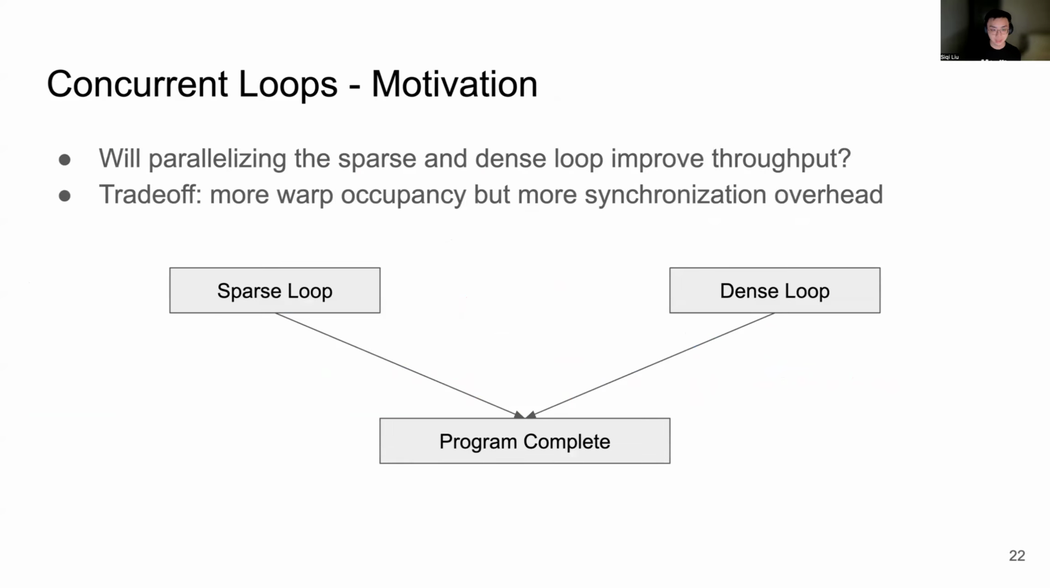So our question is: does parallelizing the sparse and dense loop improve the throughput? The potential trade-off is we can have more warp occupancy and more utilization, but that also means more synchronization overhead. Because now the sparse loop computes and accumulates by itself, and the dense loop does the same thing, and in the end, they have to atomically add to the output tile, which means synchronization overhead.